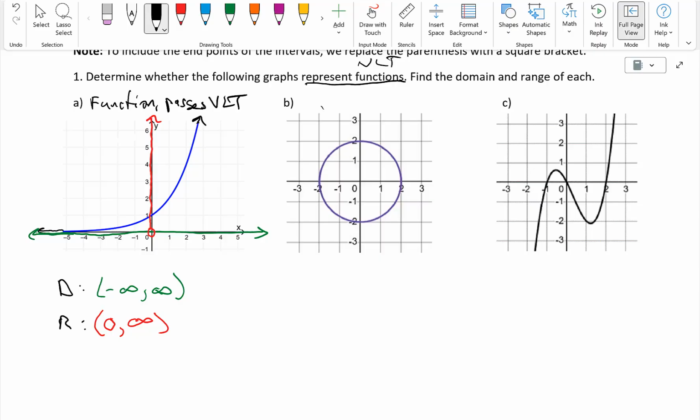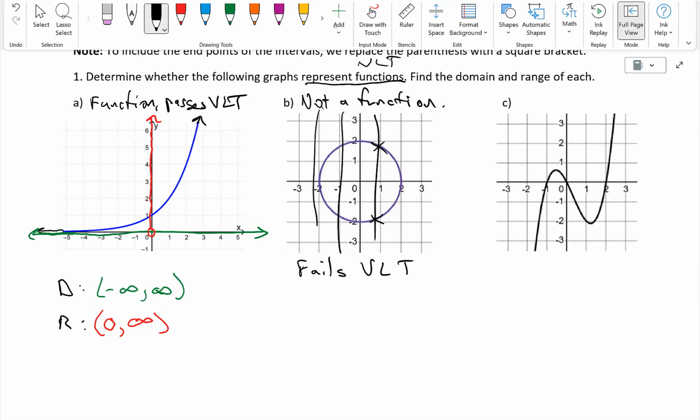For b, we can find multiple lines that intersect more than once here, so not a function. Right? This one fails that vertical line test. We don't care if there's some that would only intersect once or none at all, but as long as there's one that intersects more than once, it is not a function.